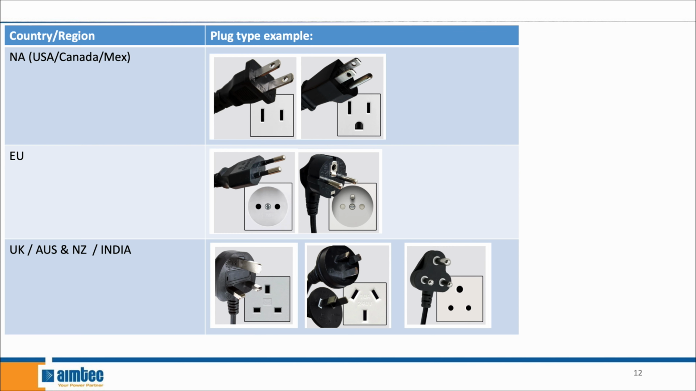And moving on to the different plug types per region, this is just to illustrate what the various plug types can look like. In North America, we have the two-pronged or three-pronged plug. In EU, the same thing. And then in the UK, Australia, New Zealand, and India, they also have different plug types. For now, we are certified for North America, the EU, and Russia. And if ever there are opportunities in other markets, then we will obviously review the certification requirements.